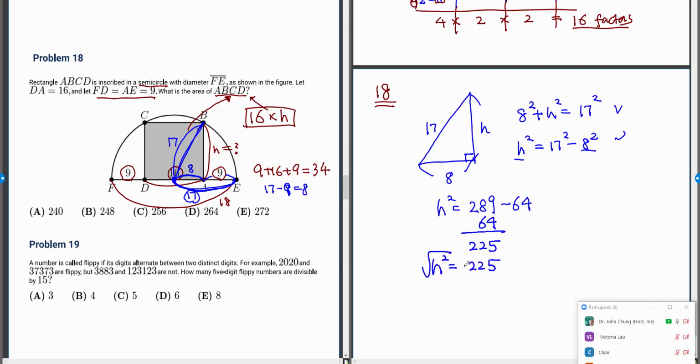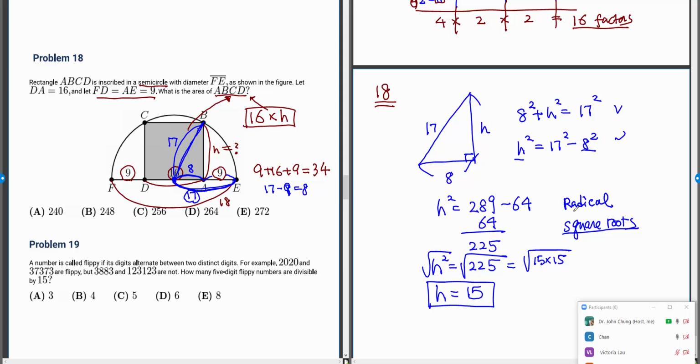So when you take the square root, this is h. How much? The square root of 225 is 15, because 15 times 15 is 225. Anybody know this one, radical numbers, square roots? I think we did it before. If you didn't learn this one, it's a little hard to solve. Anyway, the height is 15.